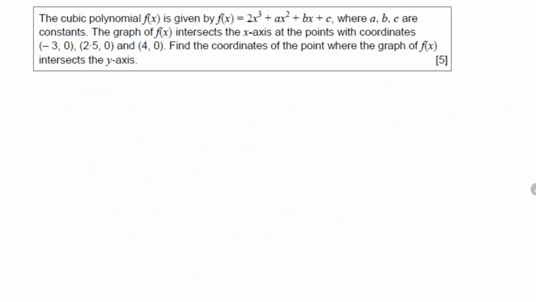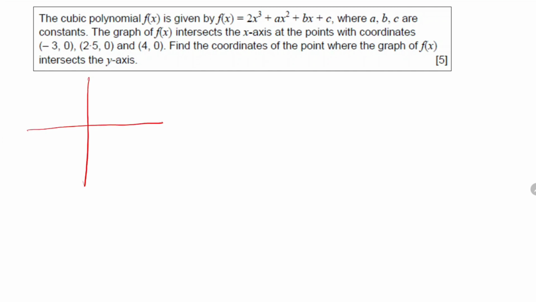And then the final question, the cubic polynomial f of x is given by the following, where a, b, c are constants. The graph f of x intersects the x-axis at the points with coordinates minus 3 and so on. Find the coordinates of the point where the graph f of x intersects the y-axis. Okay, so this question is slightly different.